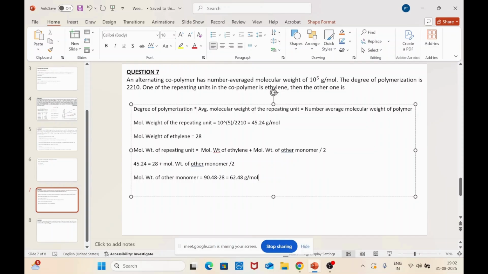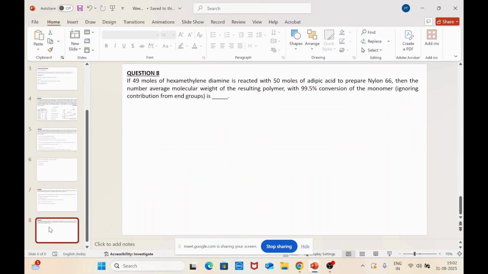If not, we can go for our last question for the day. 49 moles of hexamethylene diamine is reacted with 50 moles of adipic acid to form nylon 66. What is the number average molecular weight of the resulting polymer with 99.5 percent conversion of the monomer, ignoring the contribution from the end group? So 49 moles of diamine is going to react with 50 moles of adipic acid to form nylon. But here the percentage of conversion is not going to be 100, it's going to be 99.5. So if that is the case, then what should be the number average molecular weight?